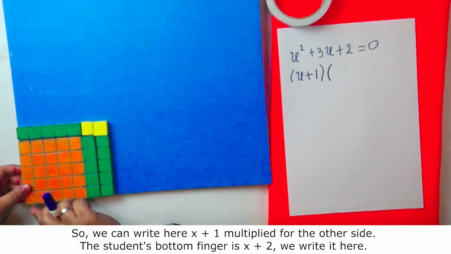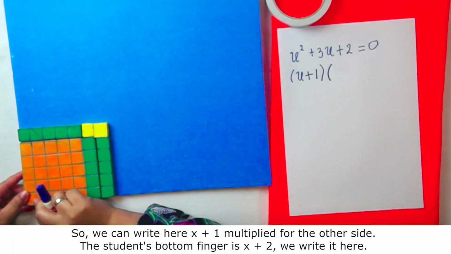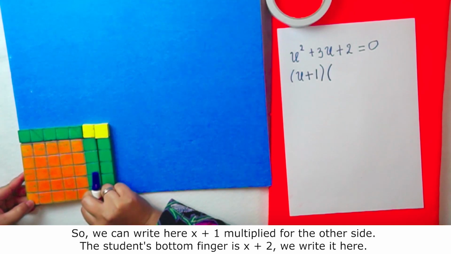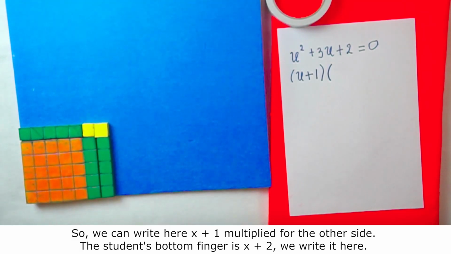The student's finger at the bottom gives x plus 2. Let's write it down.